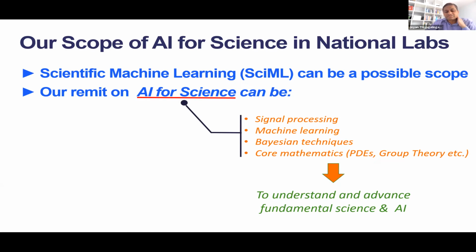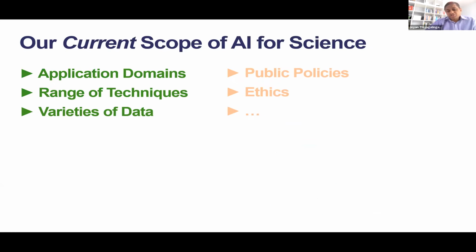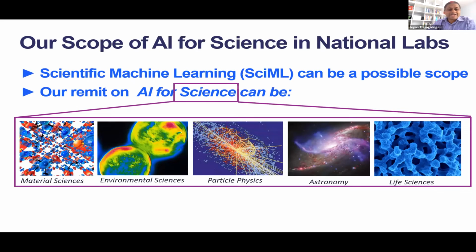The aim here is to understand and advance fundamental science as well as the AI. I rattle people over and say, I'm not saying we don't have an interest in public policies or ethics, but the way I put it, we don't have the track record or the manpower to deal with that much larger, nebulous topic. So we don't touch those things, and I won't go through them in the talk today. The science aspect could cover material sciences, environmental sciences, particle physics, astronomy, and life sciences. These are the broad areas we work on.